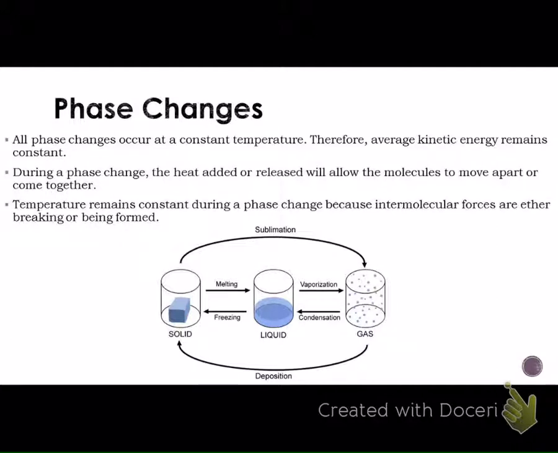You can take energy out of the system. That slows down the particles. It removes kinetic energy, so they start to move closer and closer together, and that's where you can move into the liquid state or the solid state.